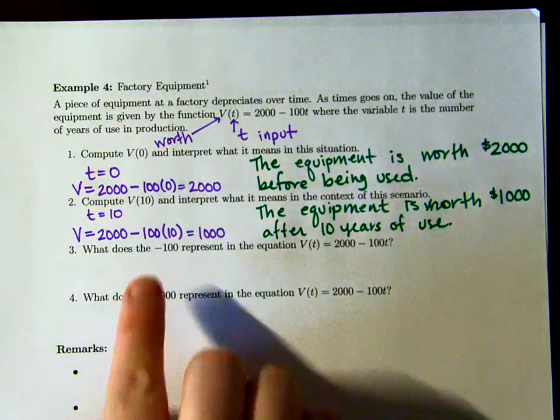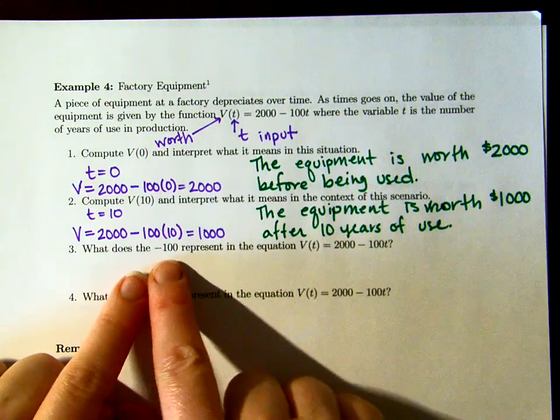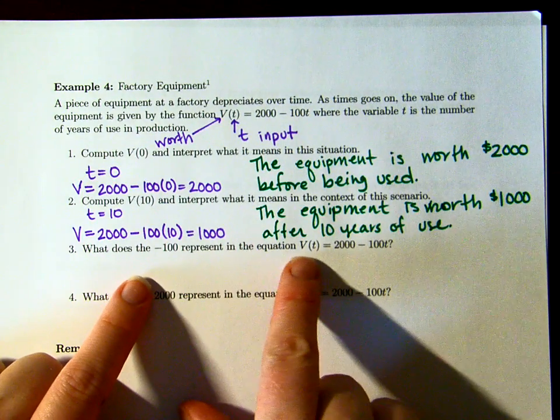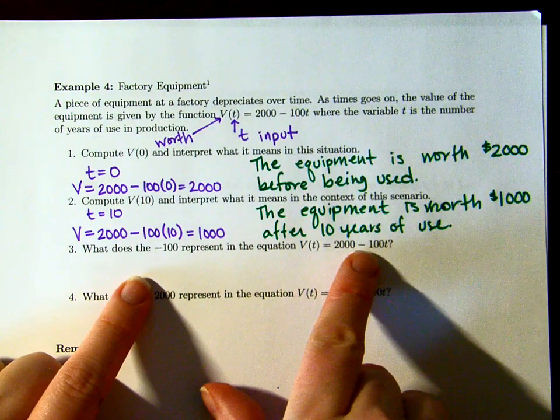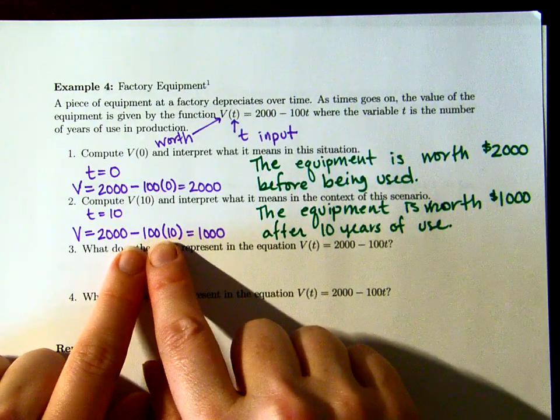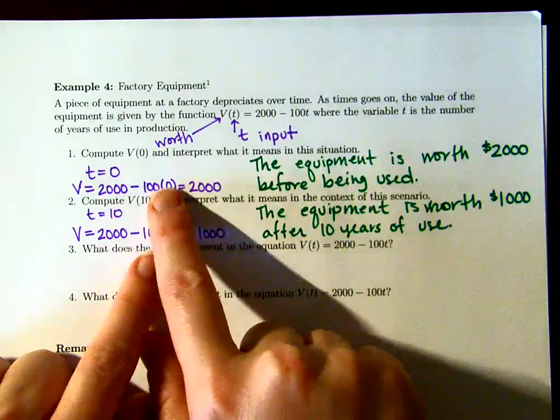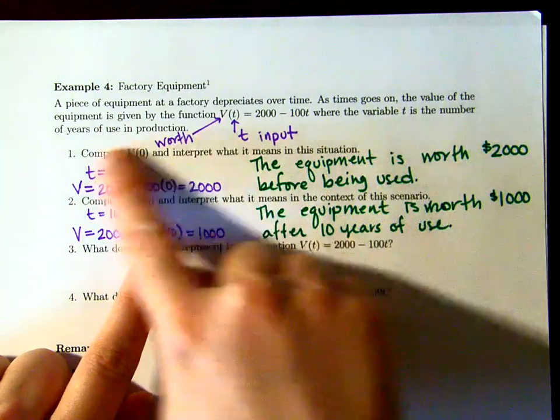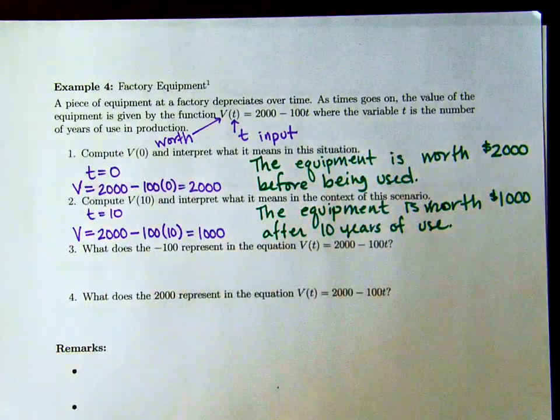All right. What does the minus 100 represent in the equation V of t equals 2 grand minus 100t? So I feel like this is how much it's going down. The t is representing the number of years of use.